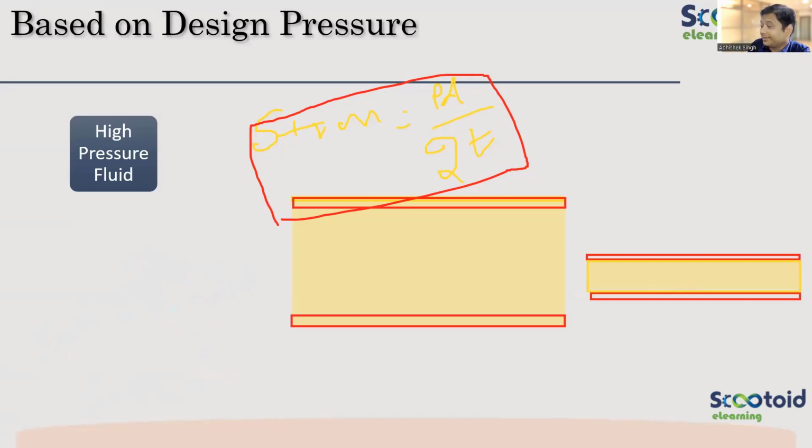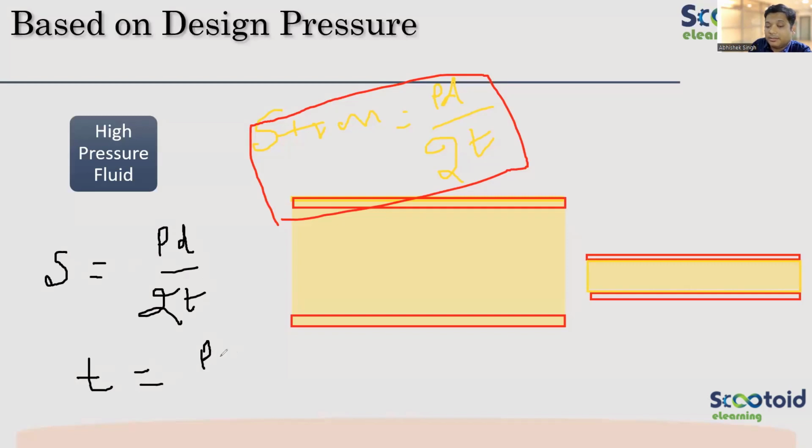D low, thickness higher. I don't know what made you conclude that. Is it inversely proportional? Guys, come on. It is PD by 2T, so whether it is inversely proportional. If it is making you confused, just write it like this: T is equal to PD by 2S.